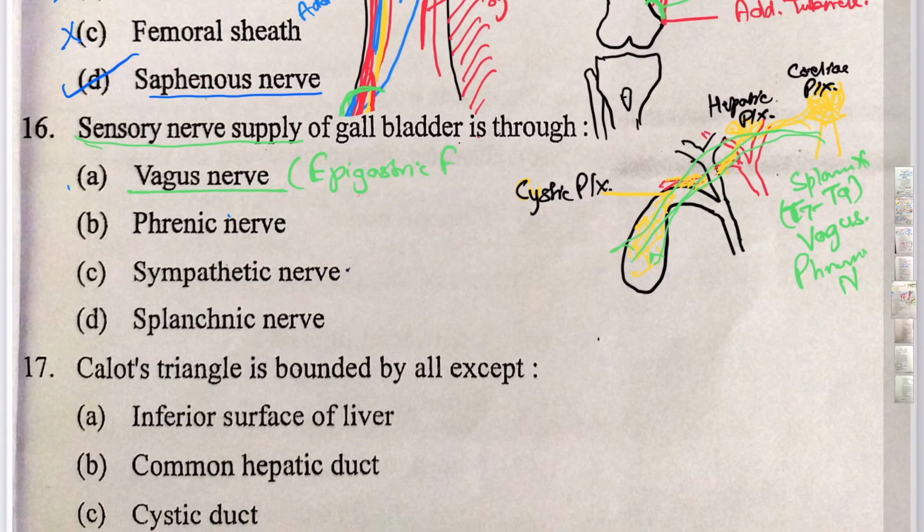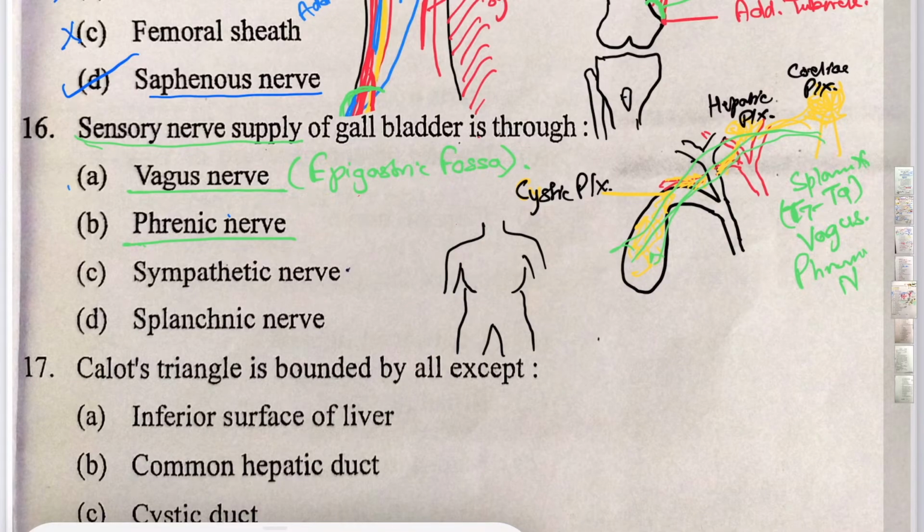Epigastric fossa. Then phrenic nerve. If the pain of gallbladder is perceived through phrenic nerve, this will be referred to the right shoulder. Let me draw it here so that you can remember it for a long time. Okay.